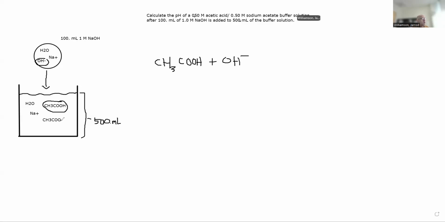The hydroxide ions are not going to react with the acetate ions, because this is a negative and that's a negative. They're not going to like each other. And there's not a convenient H to pull off there, not a slightly positive hydrogen to pull off. And this is going to react. And we're going to make CH3COO minus, plus water.